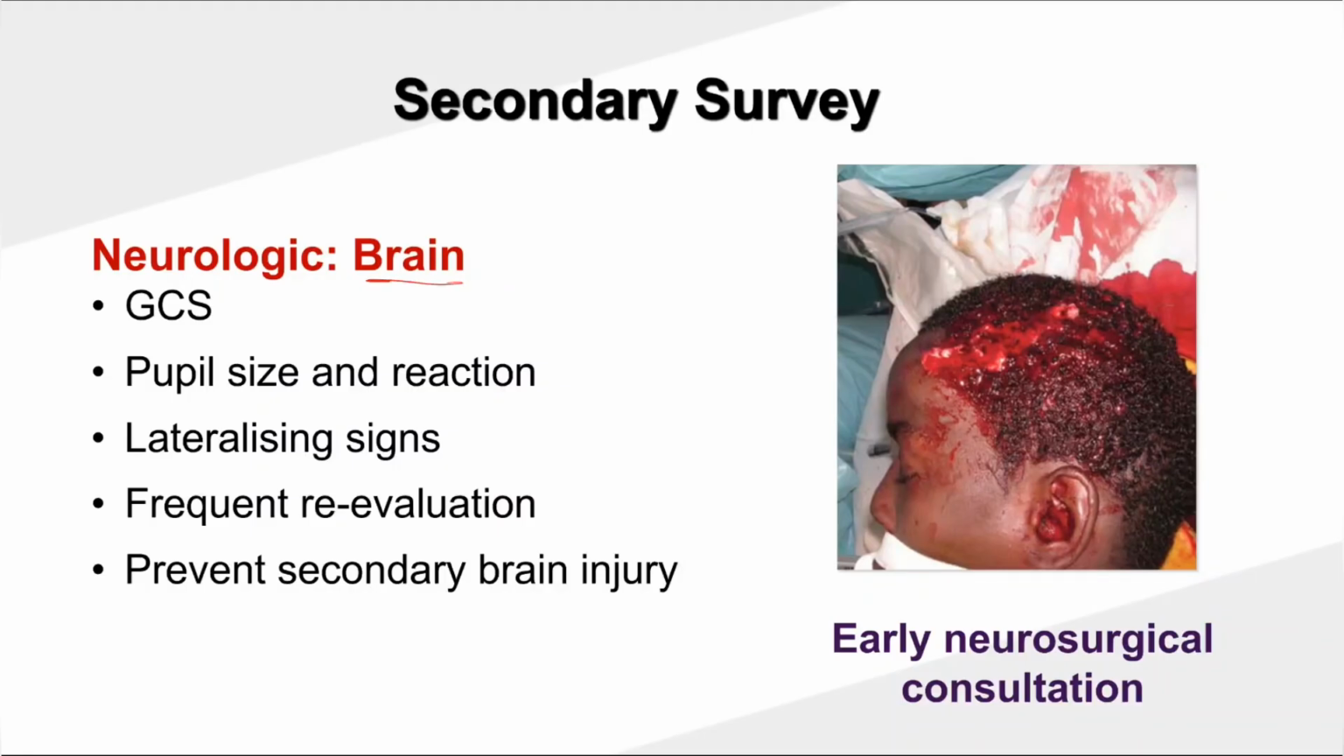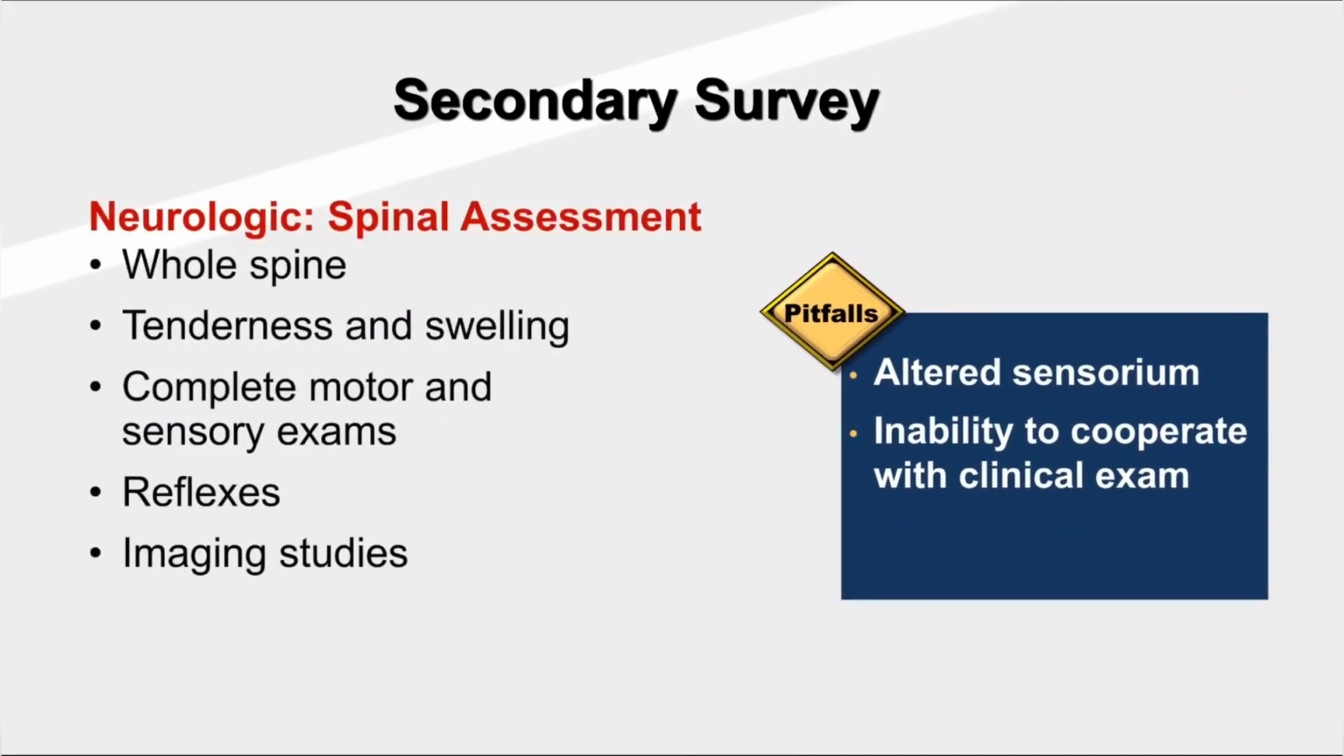Going back to the brain, perform a Glasgow Coma Scale. Look for the pupil size and reaction. Examine whether the patient is moving or not, both sides, lateralizing side. Frequently re-evaluate the patient. Prevent secondary brain injury. We talked about this sooner. Early consult neurosurgery if there is any problem.